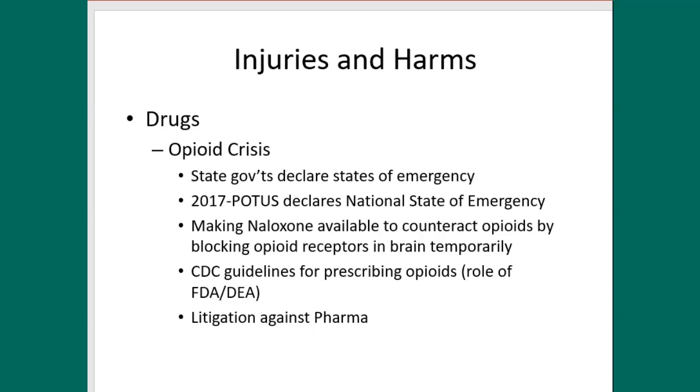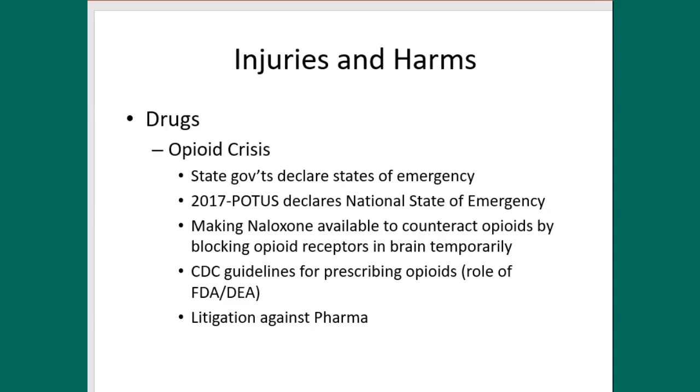A lot of times the gateway is a prescribed Oxycontin, Percocet, something like that. And then at a certain point, it becomes easier to buy street heroin because it's cheaper, it's more accessible. You don't need a doctor.